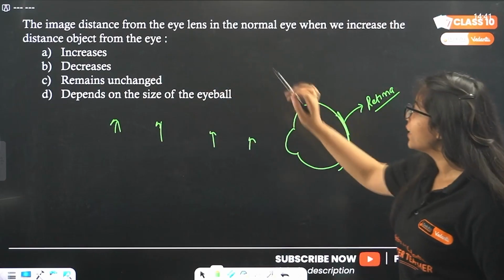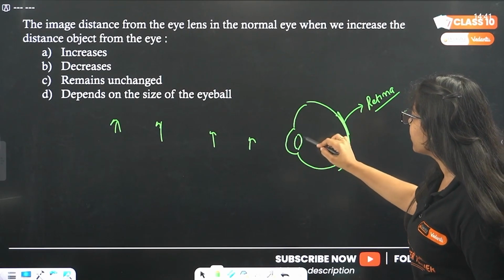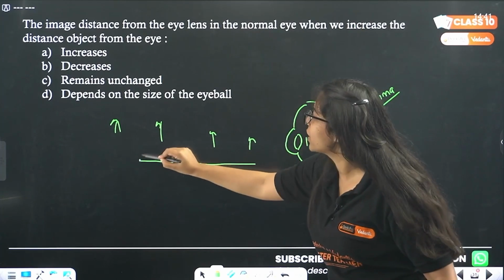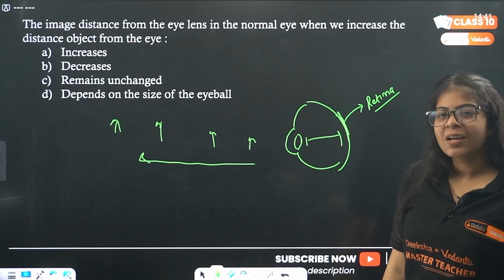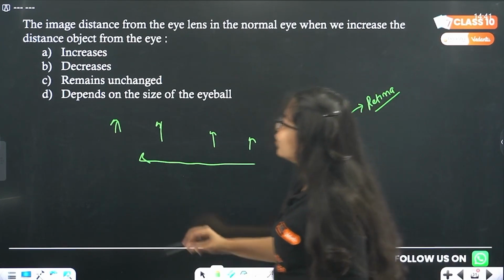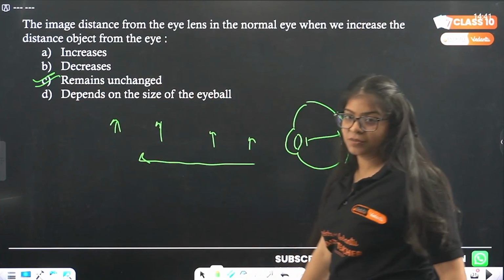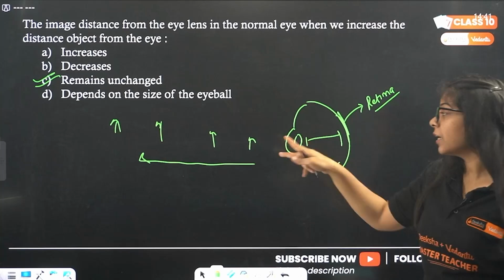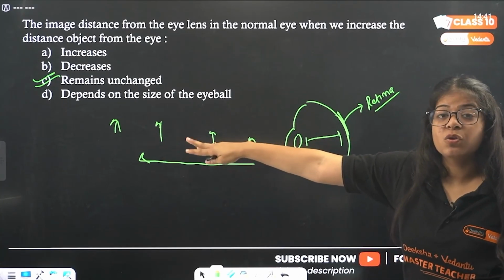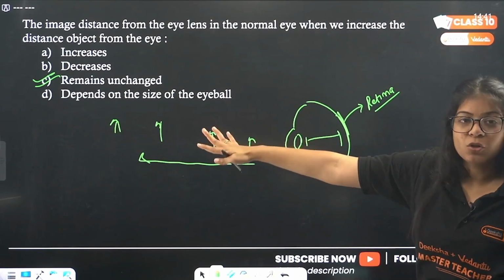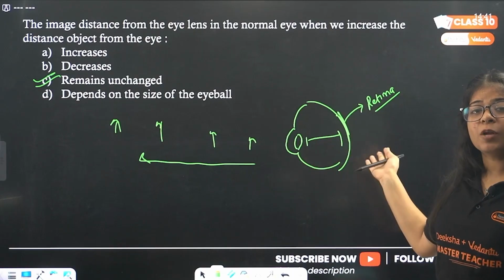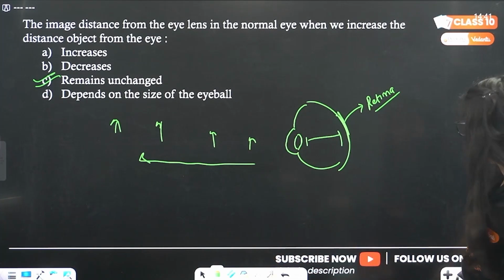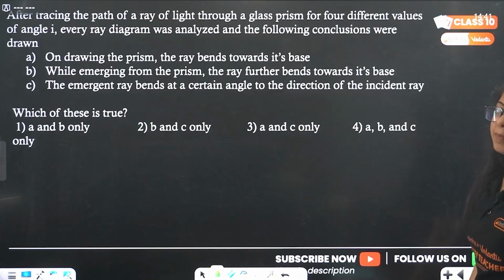So they're asking about the image distance from the eye lens in a normal eye, when we increase the object distance from the eye. Will it change? No, it will not change, right? It will remain unchanged. It is always going to form on the retina, not behind or in front of the retina because of changing object distance. It will form in front or behind because of some defect, not the position of the object. Done? Great. Next question on your screen, beta.